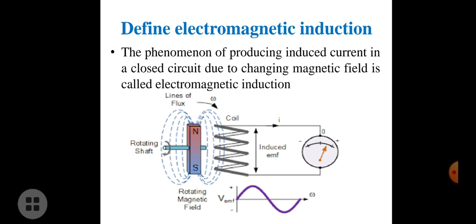This was the reason. So on the basis of these activities, we can define electromagnetic induction as the phenomenon of producing induced current in a closed circuit due to a changing magnetic field.